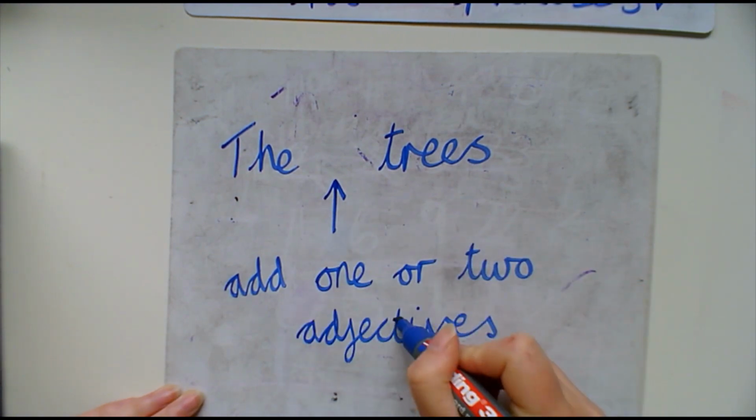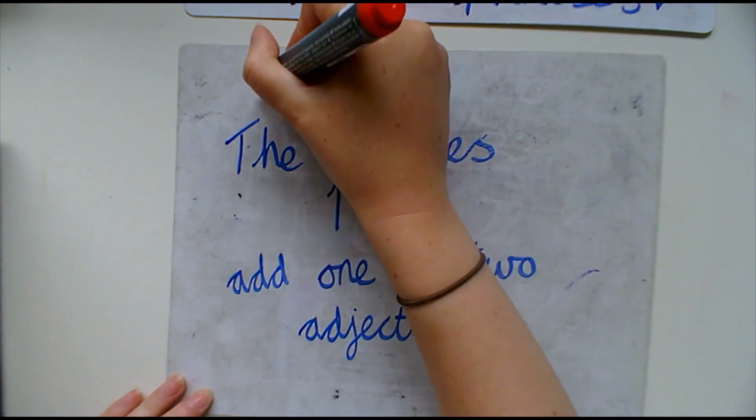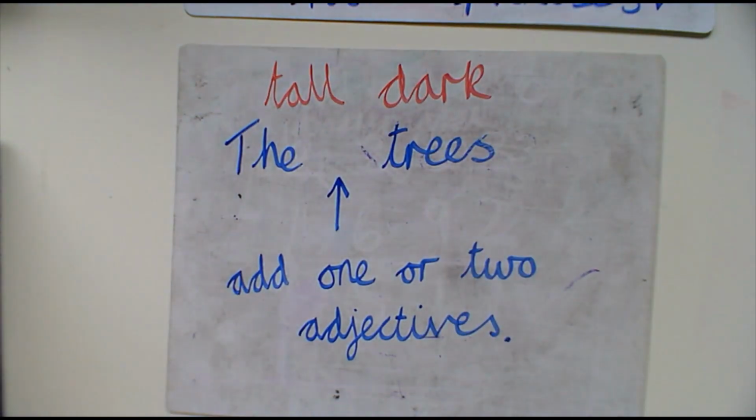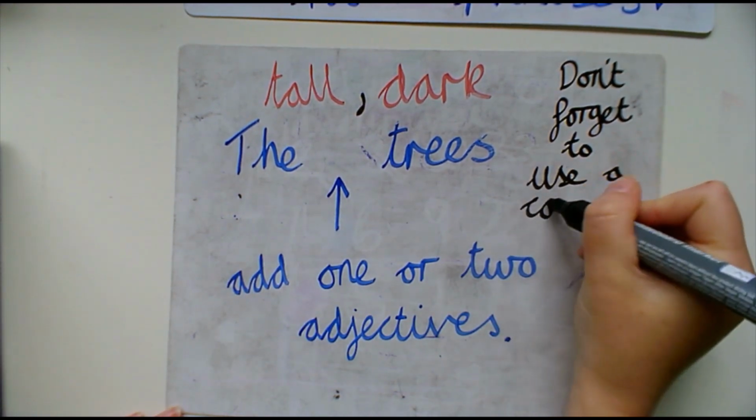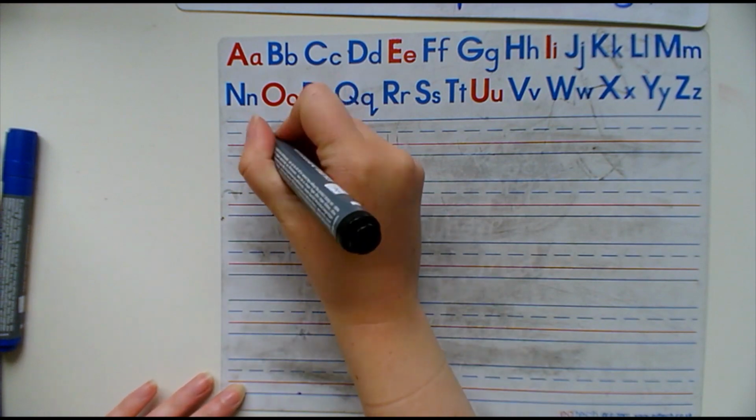You can add 1 or 2, you can add more, but if you add too many, your sentence starts to sound a little bit silly. I'm going to use 2. Because I've used more than 1, I've written a list, and I need to use a comma. So don't forget to use a comma when you're writing a list.